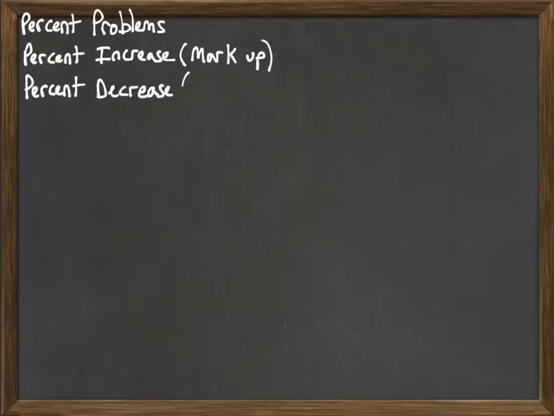The other one is percent decrease, which is sometimes referred to as a discount. Sometimes you go to a store and stuff will be on sale, so there'll be a discount. So we're going to take a look at some problems here involving percent increase and percent decrease.